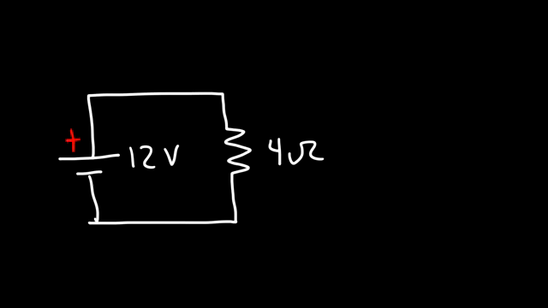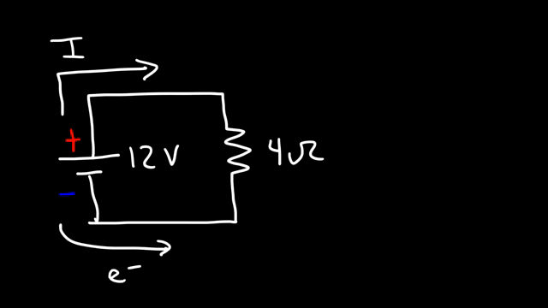Now let's work on a practice problem. Let's say we have a 12-volt battery connected across a 4 ohm resistor. What is the current flowing in this circuit? Conventional current flows from the positive terminal of the battery to the negative terminal of the battery. This is the opposite direction to electron flow.